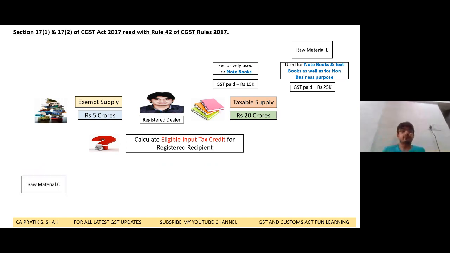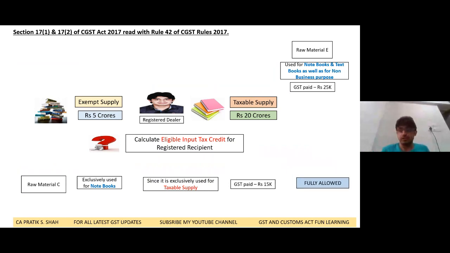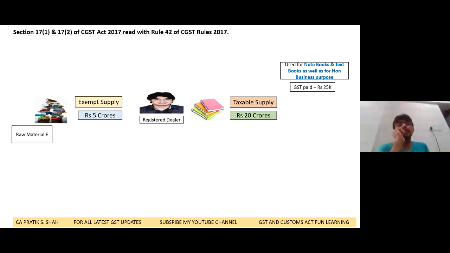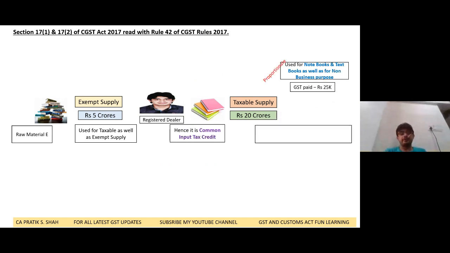Raw material C. This is used only for notebooks, meaning taxable supply. So whatever GST I have paid, it shall be fully allowed. This will be fully allowed. But this is not a common ITC. Fair. Now raw material E. This is useful for taxable as well as exempt supply. So this is a common input which is used to earn exempt income also and taxable income also. Fair enough. Hence, this is a common ITC.